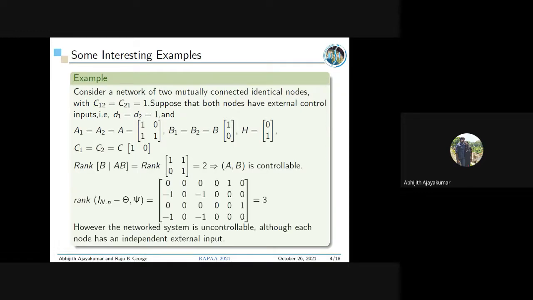Here each node is under control, but when we connect them together with this connection, C12 and C21 equal to 1, then the whole network system is not controllable by the PBH rank criterion. The interesting fact to observe here is that both nodes are under control. Even though both nodes are under control, the whole network system is not under control.